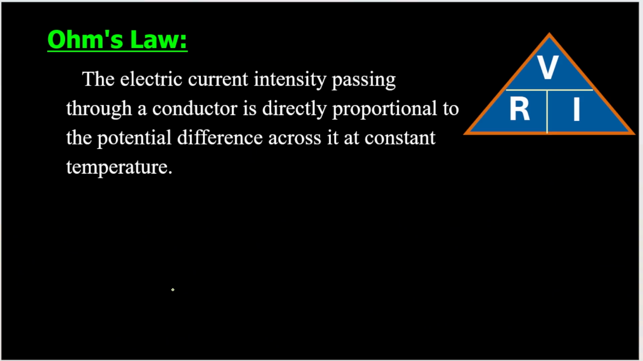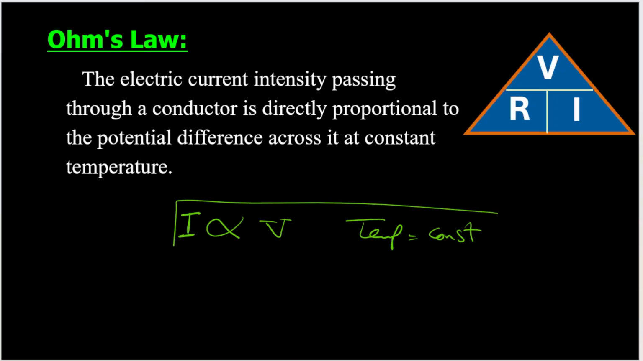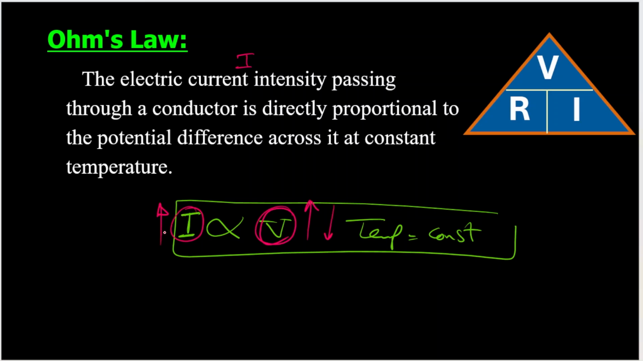So what's meant by Ohm's law? Ohm's law states that the electric current intensity passing through a conductor is directly proportional to the potential difference, but on one condition: you must keep the temperature constant. If the temperature changed, the resistance also will change. So what's meant by Ohm's law? The electric current intensity, I, which passes through a conductor, is directly proportional. Directly proportional means if you increase the voltage, current will also increase. If you decrease the voltage, current also will decrease. Is directly proportional to the potential difference across it on one condition: at constant temperature.